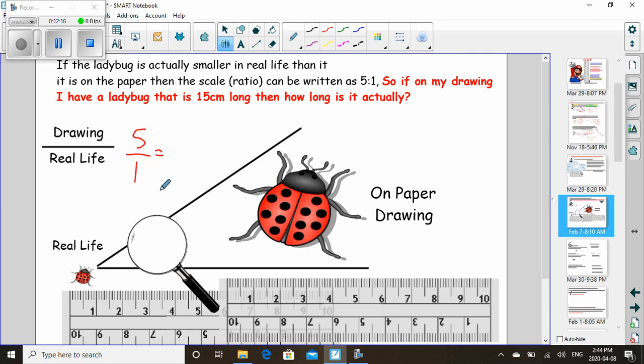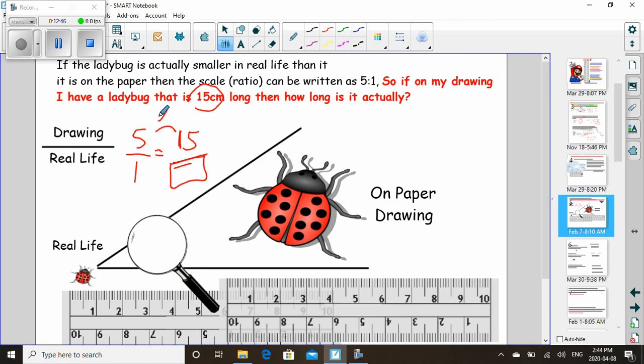So if on my drawing I have a ladybug that ends up being 15 centimeters long, and I stuck those rulers together because I didn't have one long enough, we said it's 15 centimeters long, then how long is it actually in real life? Well, on the drawing, it's 15. So the 15 needs to be compared with the drawing number. Okay, and then we solve the unknown. I think you can see what it's going to be.